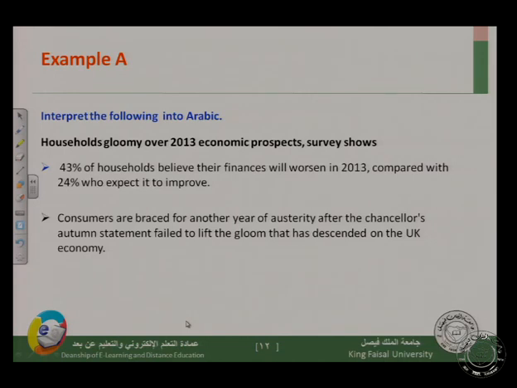Now I will give you just a couple of examples as we agreed. If you want to interpret, for instance, the following into Arabic: 43% of households believe their finances will worsen in 2013 compared to 24% expected to improve. يعتقد 43% من أصحاب العقارات أن أحوالهم المالية ستسوء في عام 2013، وذلك مقارنة بنسبة 24% من الذين يتوقعون بأنها ستنحسن.